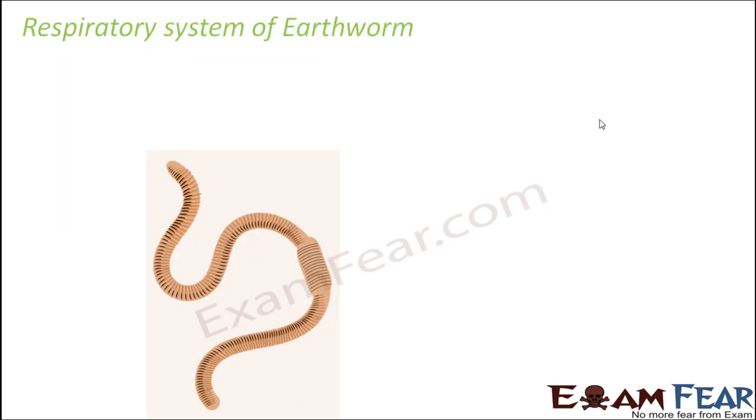Now let's talk about the respiratory system of earthworm. We are done with the digestive system and circulatory system. So now we know how blood flows throughout the body of earthworm and how food gets digested. Now the question is how the exchange of gases takes place. I have already given a hint about it while discussing the circulatory system. Whenever I say exchange of gases, I basically mean how intake of oxygen takes place in case of earthworm.